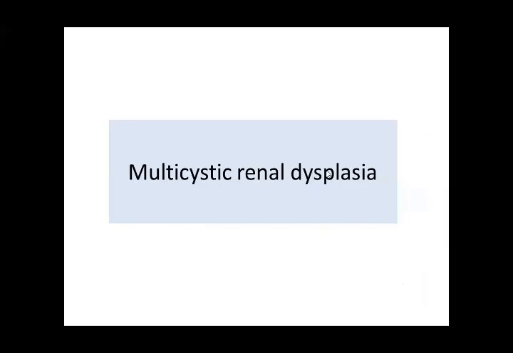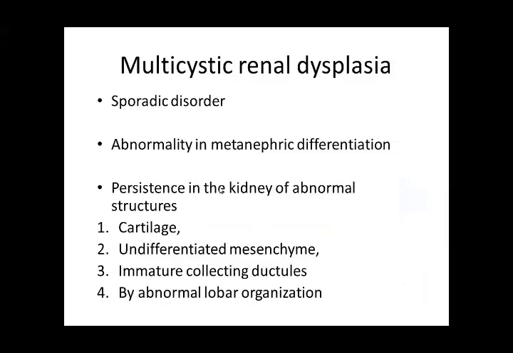So multicystic renal dysplasia, as the name suggests, has a lot of cysts in the kidney, and there is dysplasia, which means you can find all sorts of tissue. It is a sporadic disorder. The abnormality is in the metanephric differentiation and persistence in the kidney of abnormal structures like cartilage, undifferentiated mesenchyme, which means undifferentiated tissue formed by the mesenchyme, which can be bones, cartilage, or any other tissue, immature collecting tubules, and abnormal lobular organization may be there.